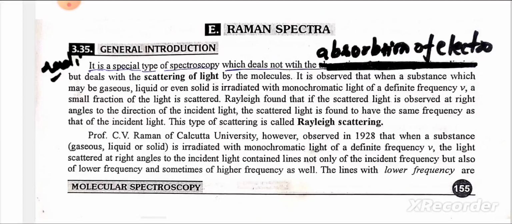Rayleigh found that if the scattered light is observed at right angles to the direction of the incident light, the scattered light is found to have the same frequency as that of the incident light. This type of scattering is called Rayleigh scattering.